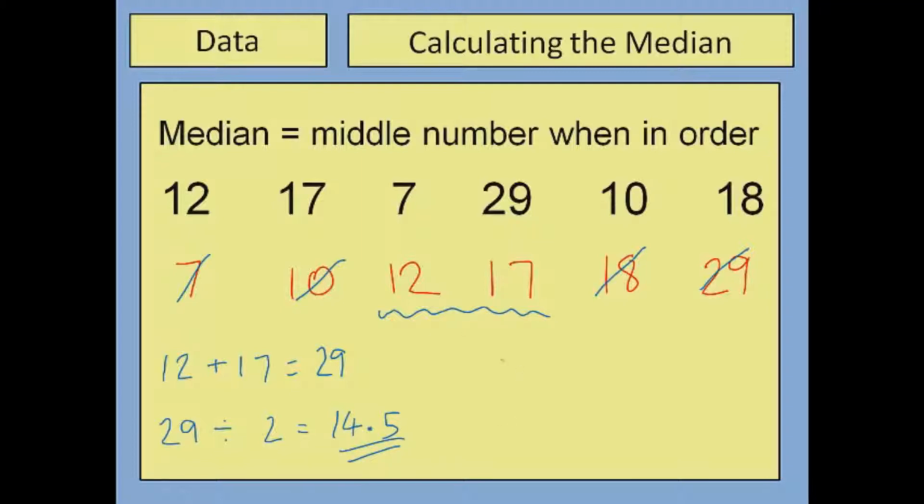The second approach is to say, well, what's the difference between the numbers? So 17 take away 12, that's 5, and then 5 divided by 2, that's 2.5. Now what that's saying is the distance between these numbers is 5, and half of that distance is 2.5. So if we add that on to 12, we'll get what's halfway between the numbers. So 12 plus 2.5 equals 14.5, which is what we got doing it the other way as well. So the median is 14.5. It doesn't matter which way you do, as long as you show your working out in full.